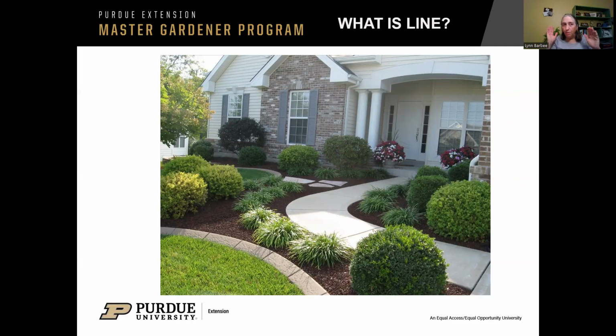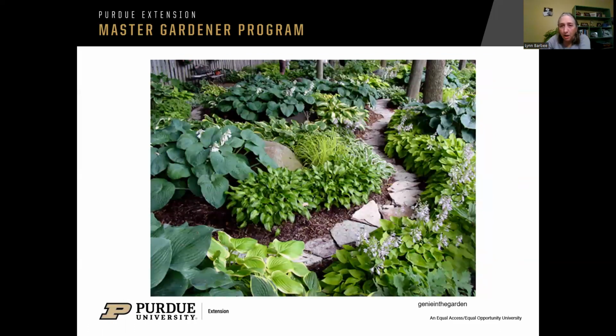What is line? Line is where your eye flows, what your sight leads to, I guess. Maybe I'd say it that way. Now you'll notice in this picture, there's a sidewalk that leads you to the front door. There's a row of the low growing grasses here that follows along that same line. That is one way to use line. You can also have your eyesight go toward a gazebo toward the back, and that's considered line as well. This is a hosta garden. Again, lots of different colors and textures of green, but see, it's got the flagstone path going through there.